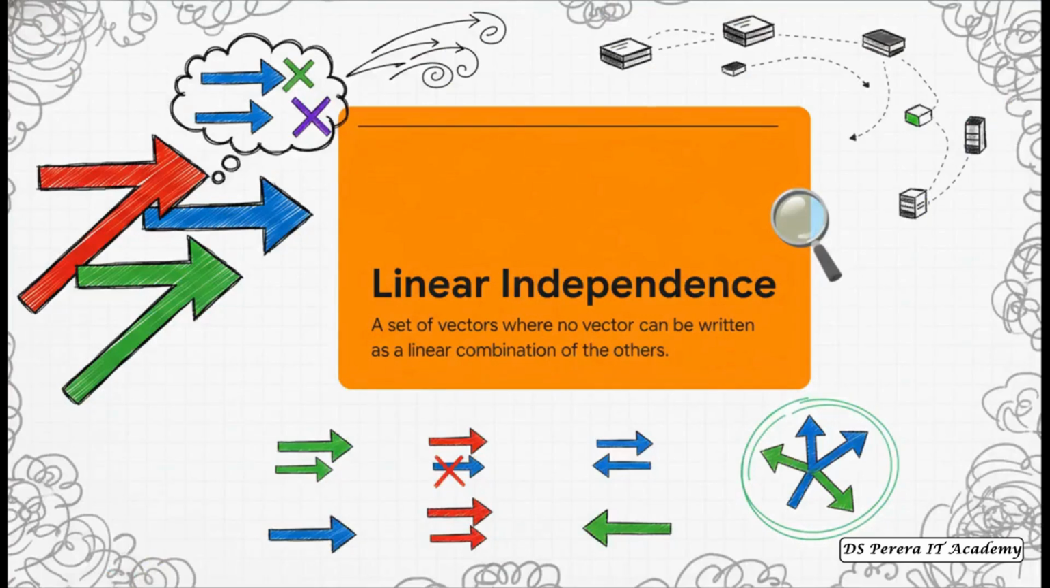So what does it mean for vectors to be linearly independent? Well, a set of vectors gets this label if none of them can be created by just stretching, shrinking, or adding the other vectors in the set. In a way, they are each fundamental and unique.